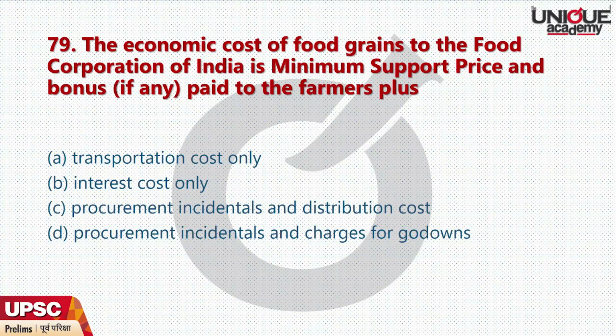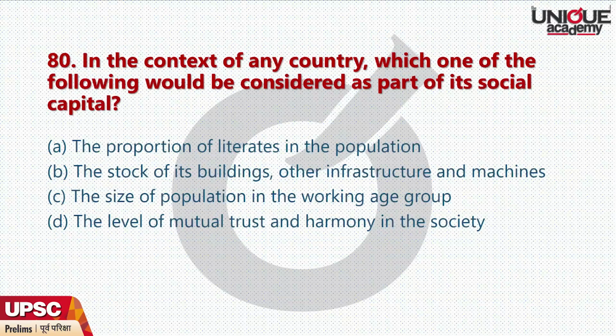The economic cost of food grains to the Food Corporation of India is the minimum support price and bonus paid to the farmers plus... Now, of course, the economic cost of food grains will include only the interest. Basically the distribution cost, transportation cost, everything has to be borne by the farmer himself. So only if any interest is occurring due to the delay in payments, the government will pay it back. So, coming to question number 80.